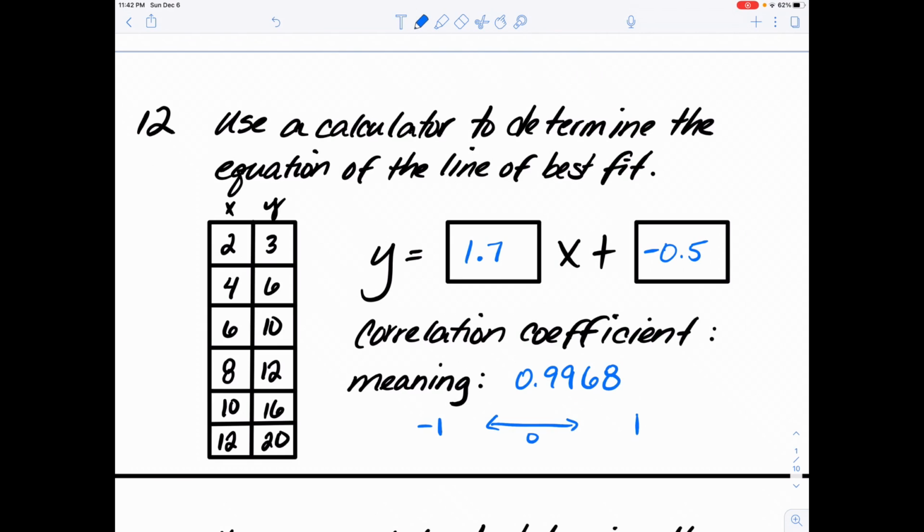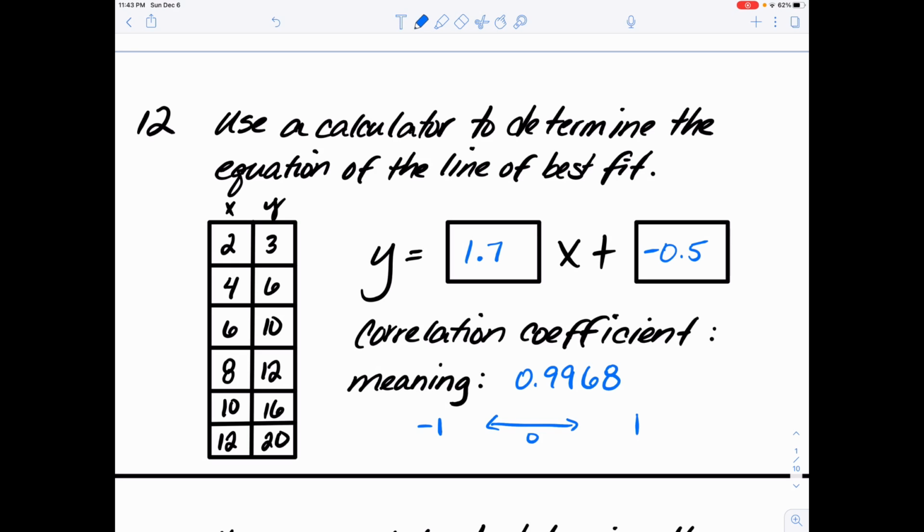So now I have plugged in those values that we discovered from the calculator for our equation of the line of best fit, and it's y equals 1.7x plus a y-intercept of negative 0.5. And remember, our correlation coefficient in this case is 0.9968, which is very close to 1, but not perfectly on the 1.